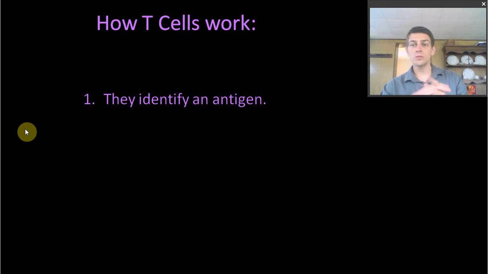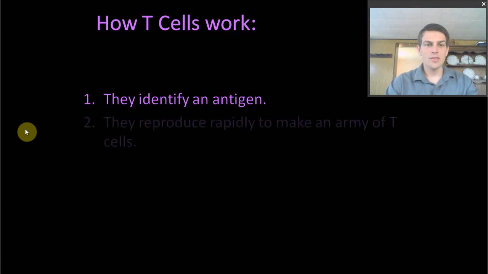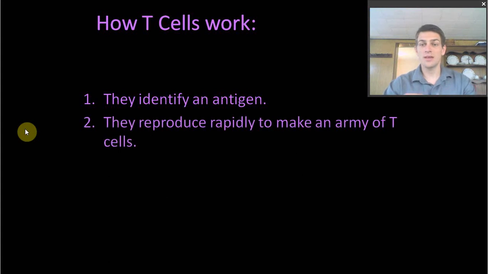And once one of these T cells notices an antigen that it matches up with, like the piece fits into its puzzle, sort of, it'll identify it, and then it'll start to reproduce rapidly, making more of that specific kind of T cell. So that T cell will make an army of that T cell, which are all designed to recognize that one type of antigen.